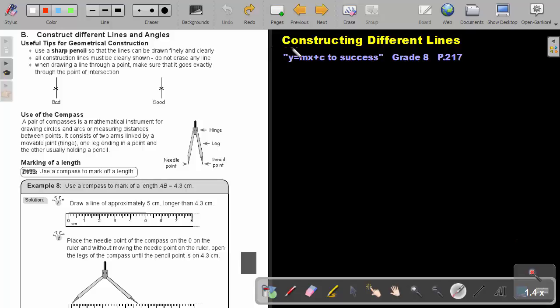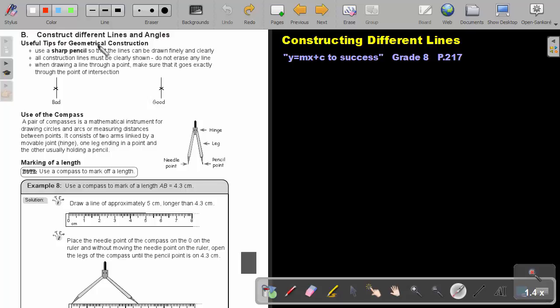Part 6, Constructing Different Lines. You will find this on page 217 in the Namibian Mathematics Grade 8 textbook, y equals mx plus c to success. Construct different lines and angles.